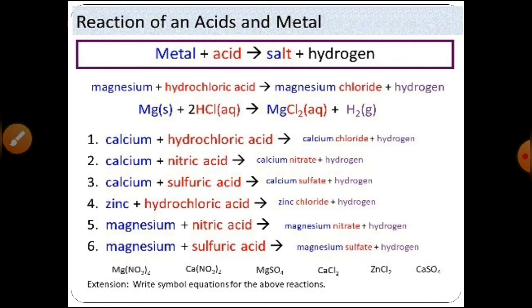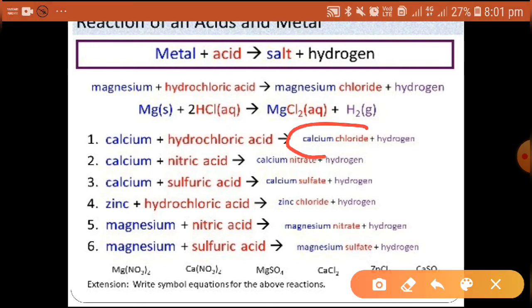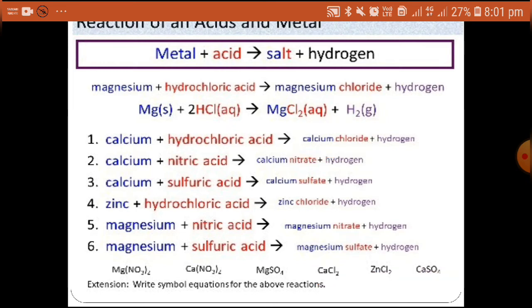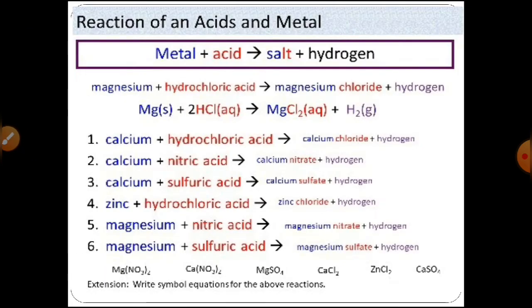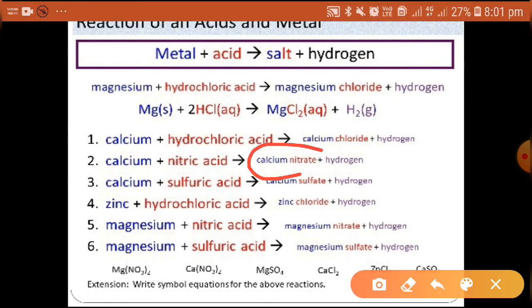Now these are the other acid and metal reactions. So here we have taken different metals to get different salts. You can see the first one, calcium reacting with acid, that is hydrochloric acid, will give calcium chloride. So calcium chloride is nothing but CaCl2 plus hydrogen gas. So you can see hydrogen gas is common in all of these. In the same way, calcium if reacted with nitric acid, it will form calcium nitrate. Calcium nitrate is Ca(NO3)2.